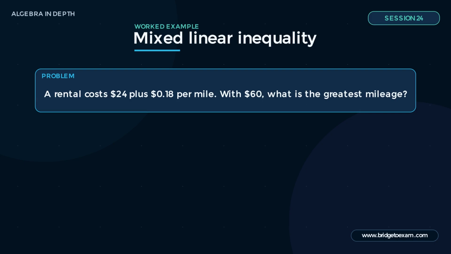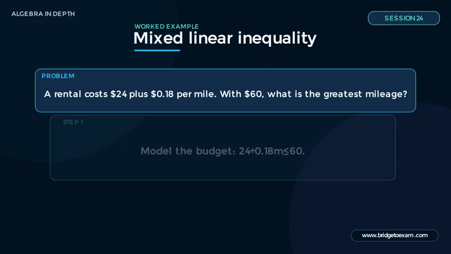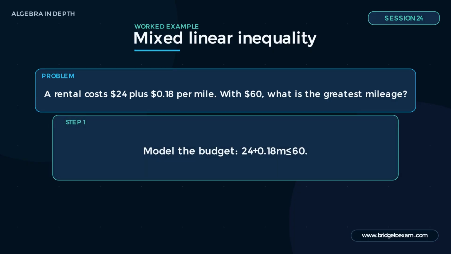Worked example, mixed linear inequality. A rental costs $24 plus $0.18 per mile. With $60, what is the greatest mileage? Step 1. Model the budget. 24 plus 0.18m is less than or equal to 60.